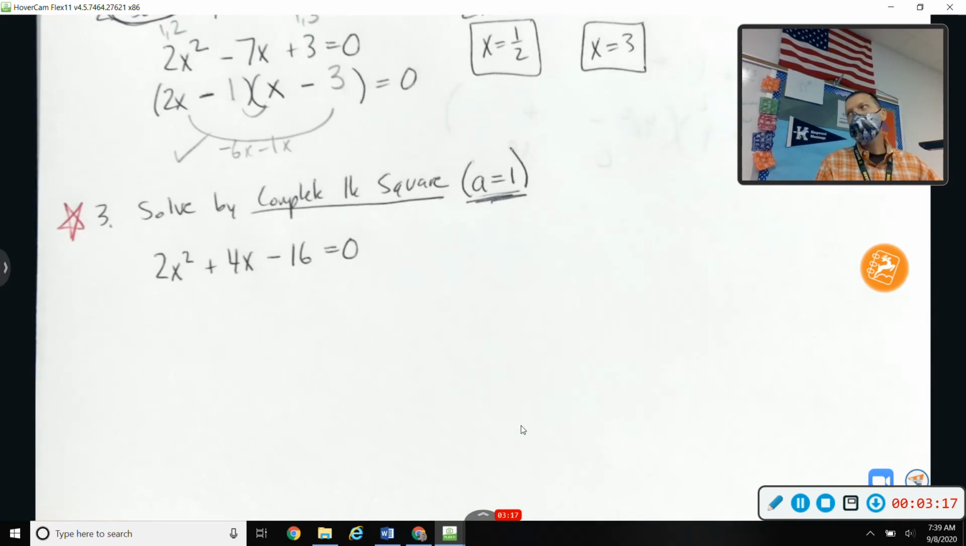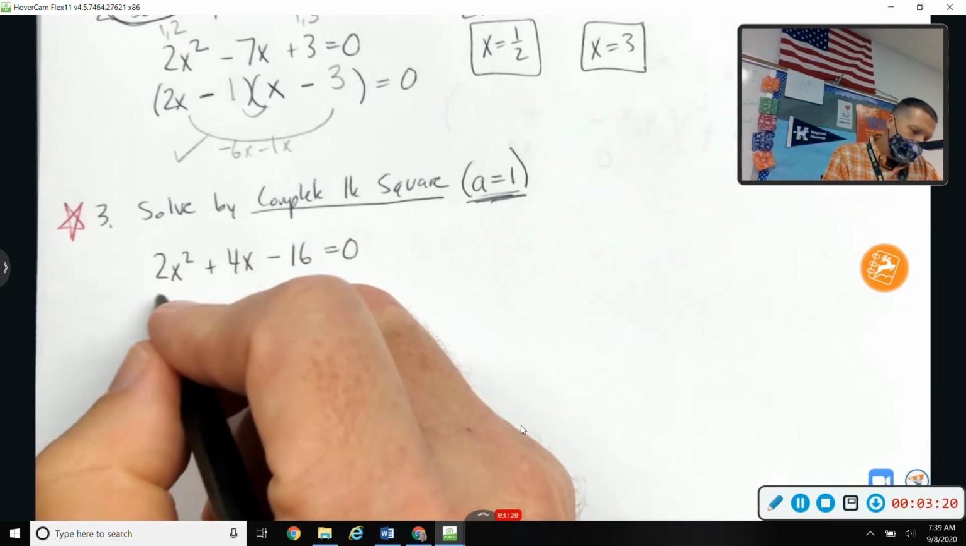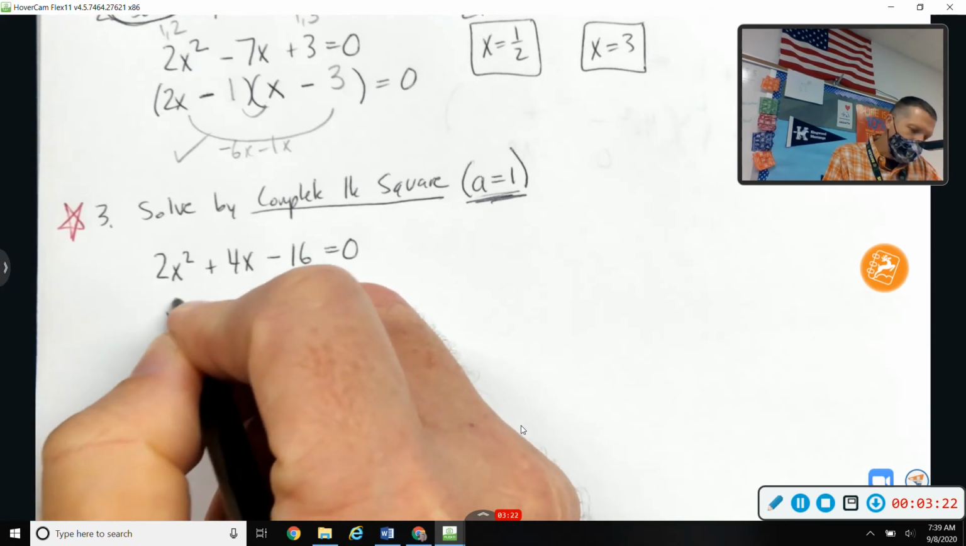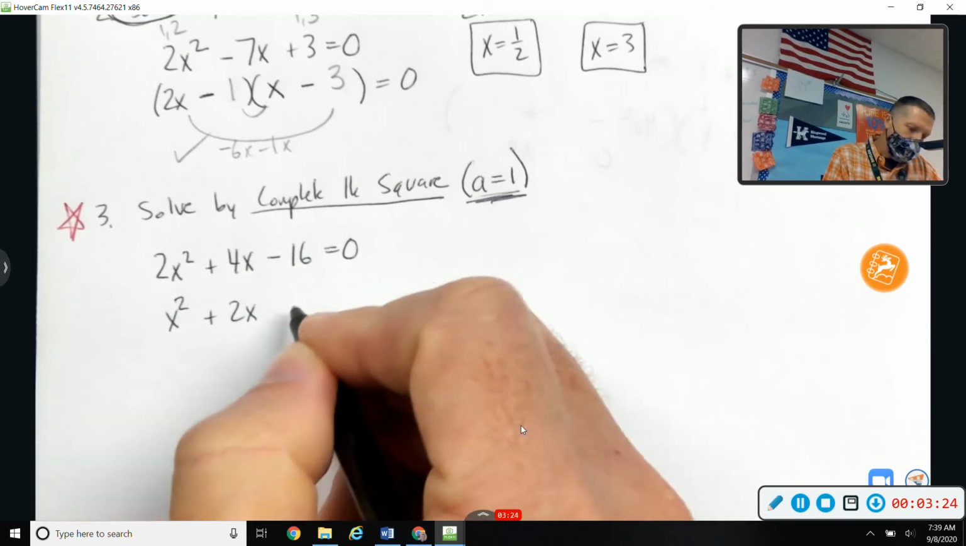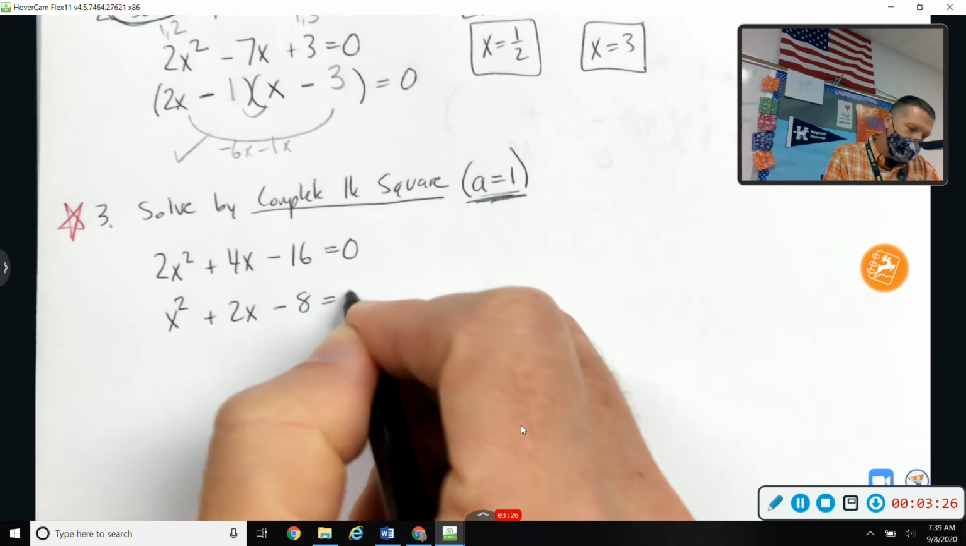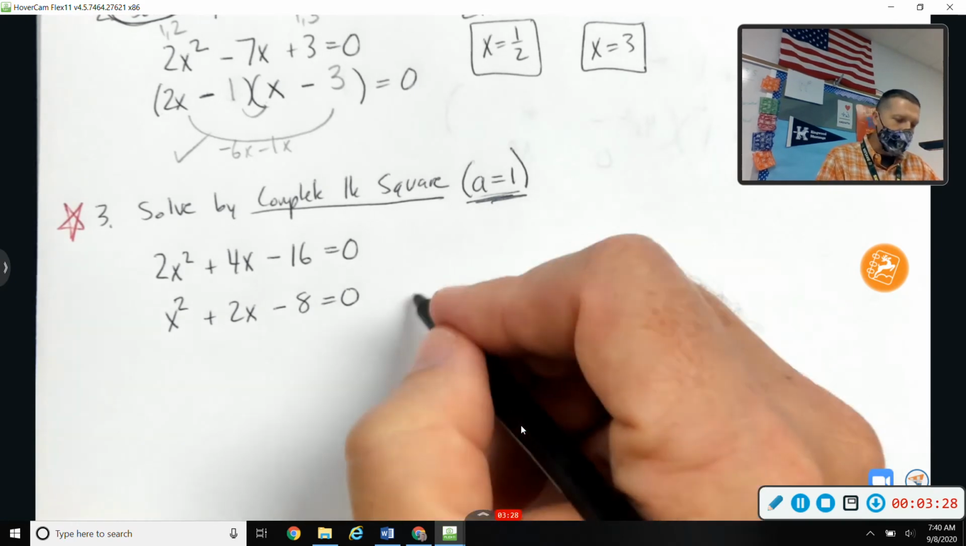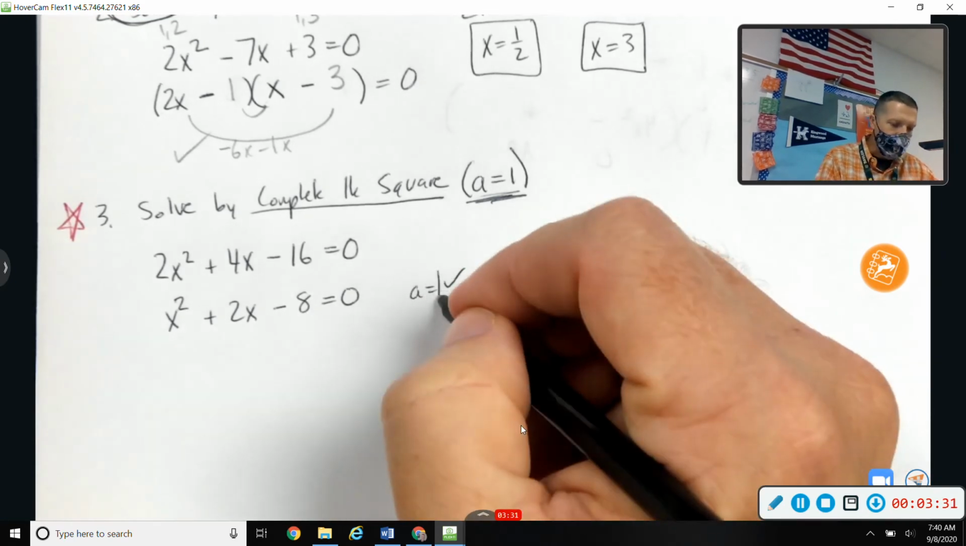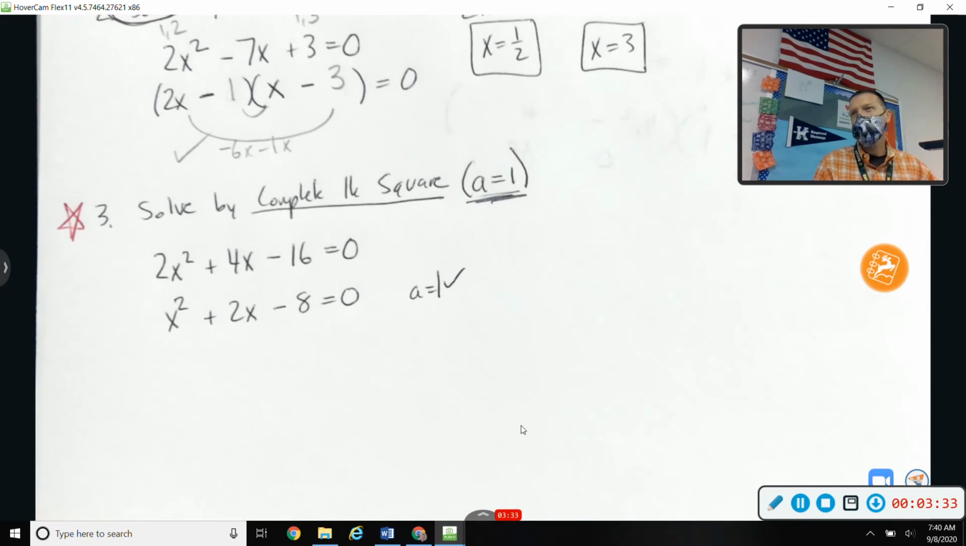So if a is not 1, you've got to make it 1. Well, if we divide everybody by 2, x squared plus 2x minus 8 equals 0. Now we've got a equals 1, so now we can kind of start the process for real.